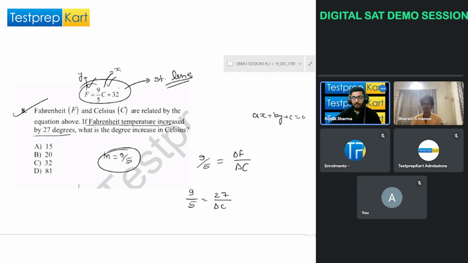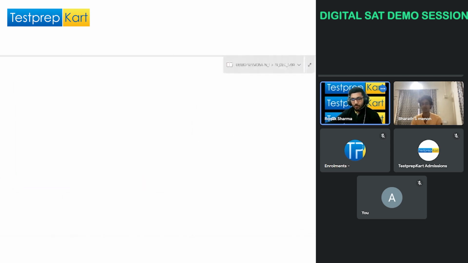So delta C from here is 9 times 3, 27, and delta C is 15. So don't think that, okay sir, I didn't know this. That's how we need the guidance. Now I can show you one more question, and they have repetitively asked the same types of question.